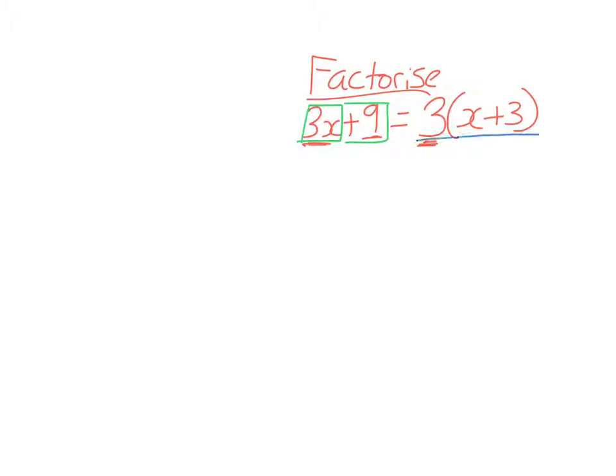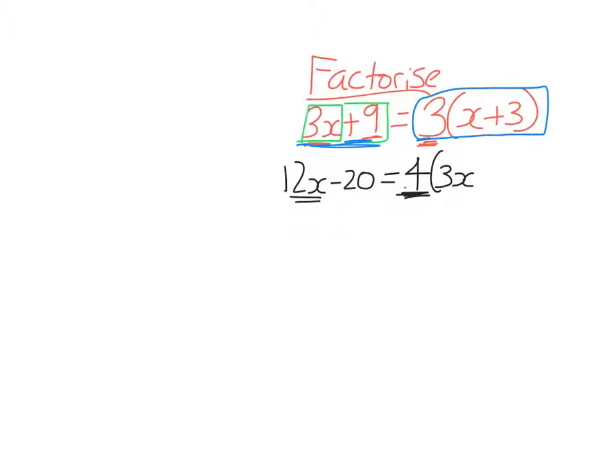If I were to expand this using the distributive law, I would get my original answer. So that's a way for you to check. So if I had something like 12x minus 20, the highest thing that goes into 12x and 20 is 4. So what's 12x divided by 4? Or if you like, what do I times by 4 to get 12x? And the answer is 3x. What do I times by 4 to get negative 20? And it's minus 5.